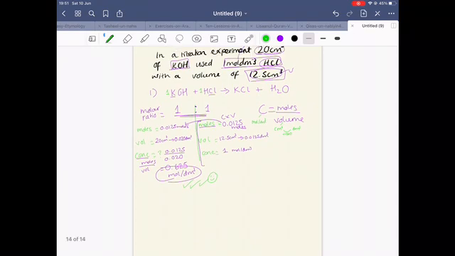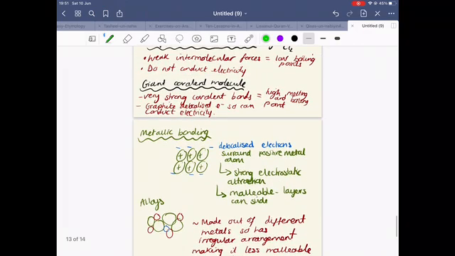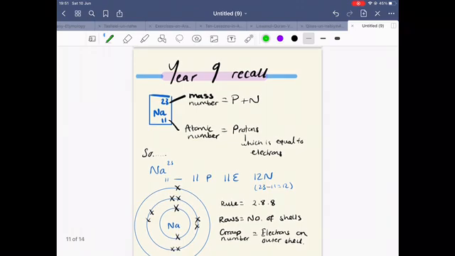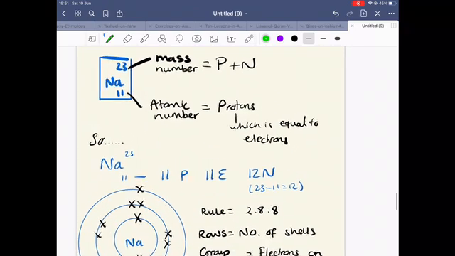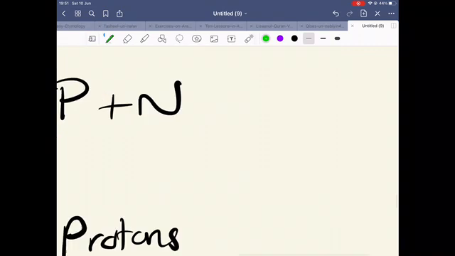Okay, moving on to something else. Let's go back to topic 2, which is in year 9. You've done atomic structure, finding protons, electrons and neutrons, and then we'll look at bonding as well. Okay, so just to recap, mass number is the protons plus neutrons. And this can be used to work out relative formula mass. So relative formula mass, I like to say, is the total of the mass numbers in a formula.